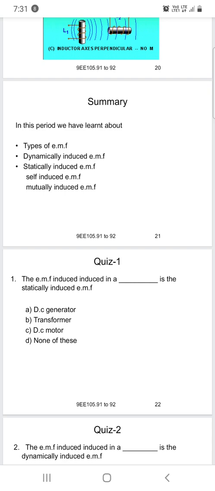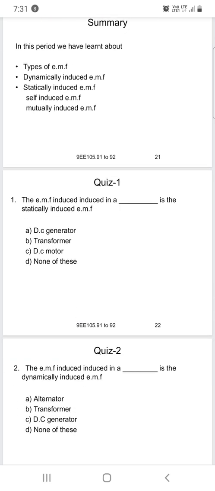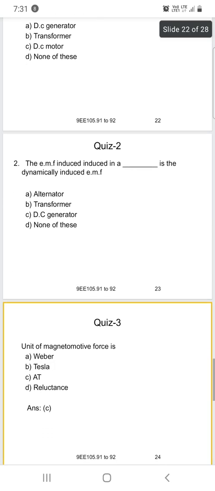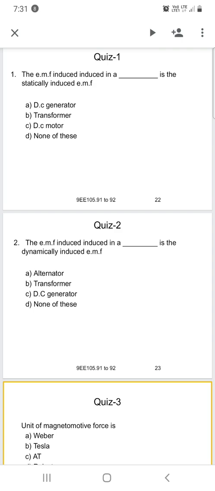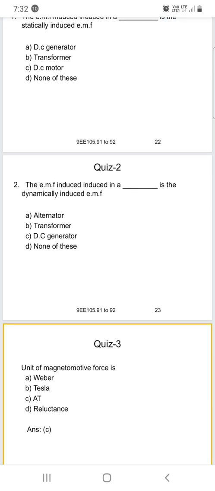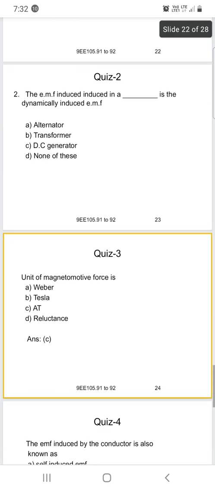Next, some quiz questions. The EMF induced in a coil is a statically induced EMF. The example of statically induced EMF is the transformer. Option A is DC generator, option B is transformer, option C is DC motor, option D is none of these. Option B, the transformer, is the correct answer. Next question: the EMF is induced in a dash is the dynamically induced EMF. Option A is alternator, option B is transformer, option C is DC generator, option D is none of the above. Option C, DC generator, is the correct answer.